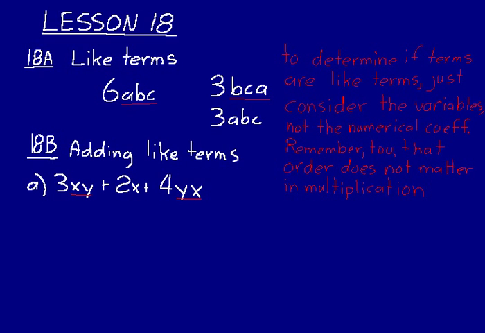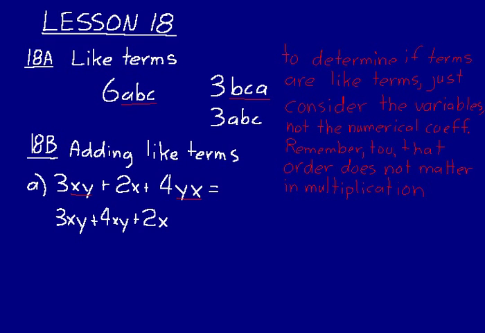And what I like to do on these problems is to rewrite them and put the like terms next to each other. 3xy plus 4xy plus 2x. 2x is not a like term in this problem. It doesn't have another term that it is similar to.